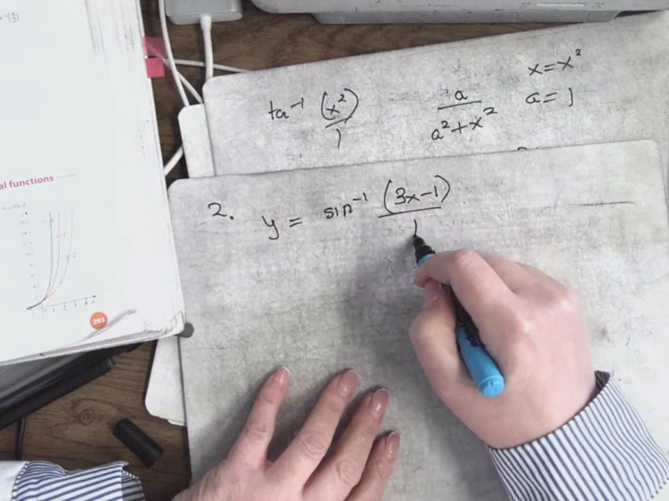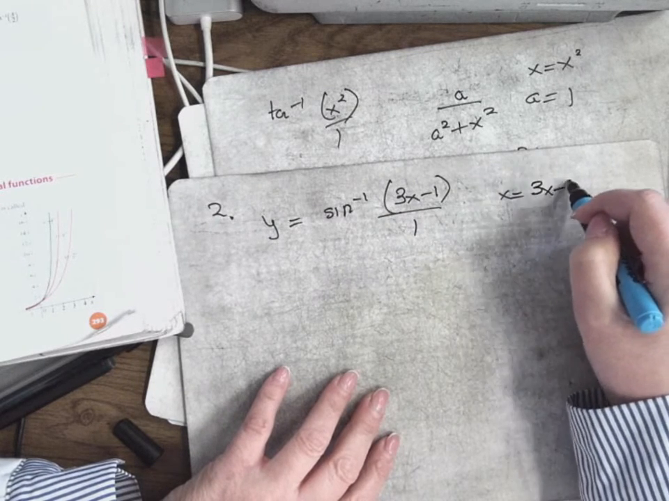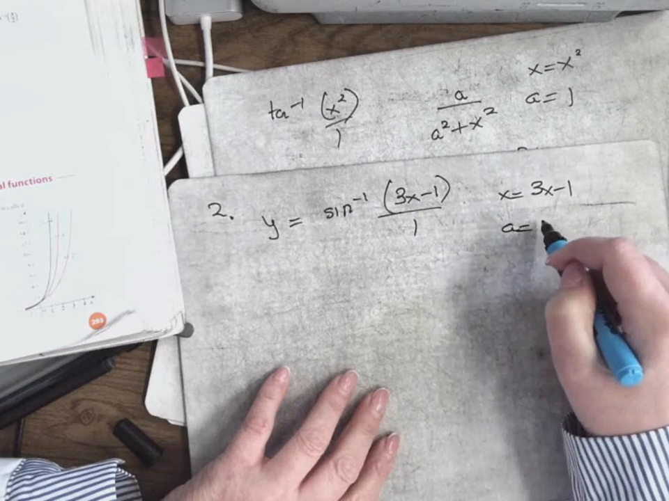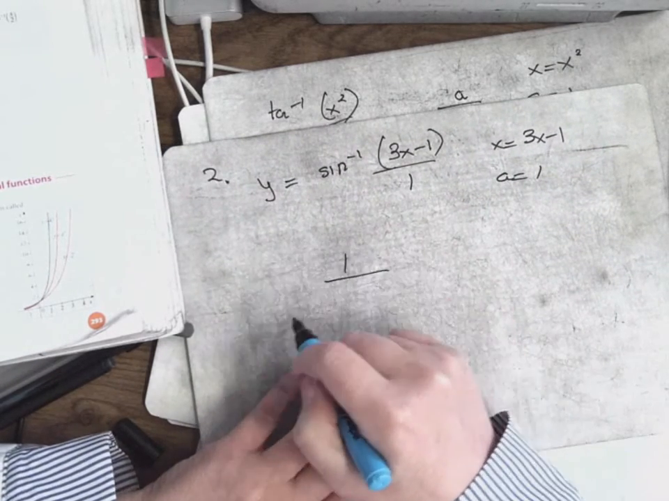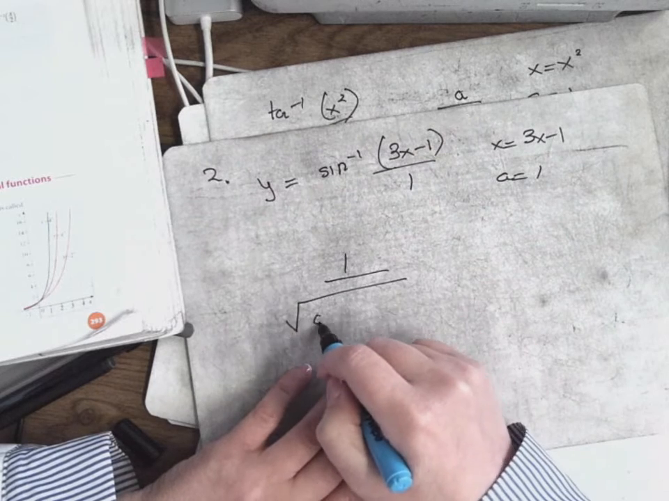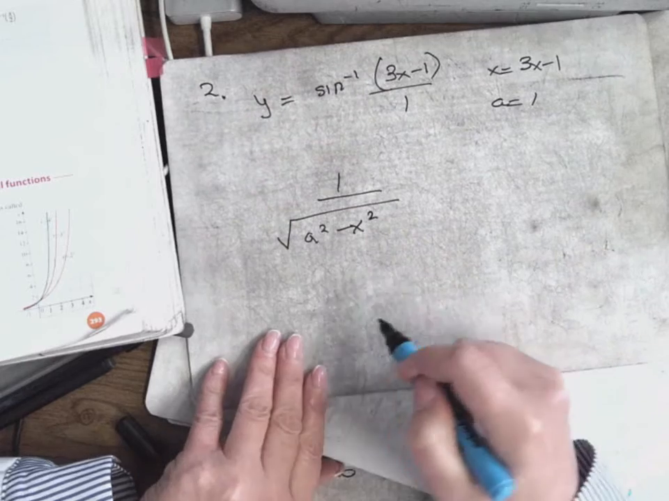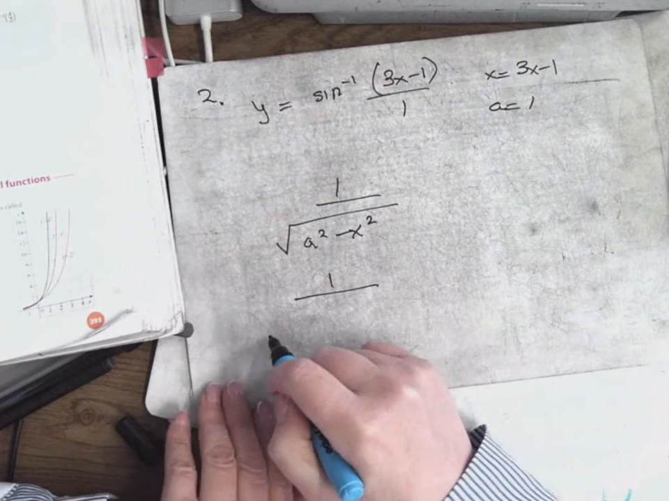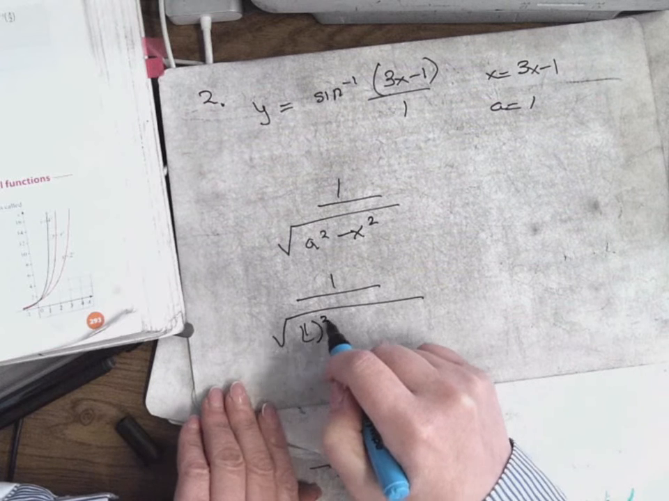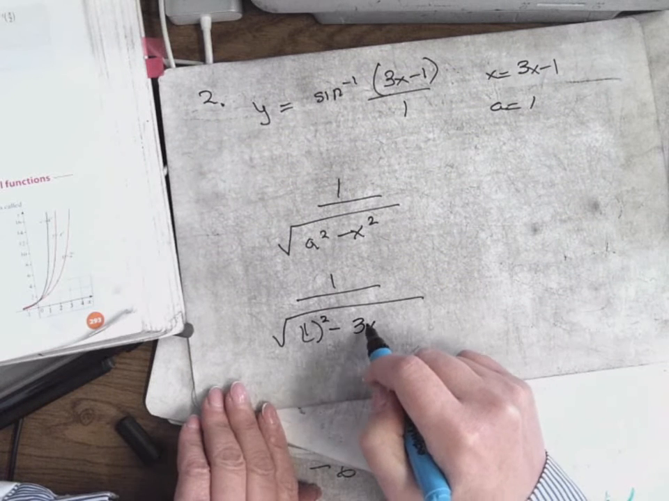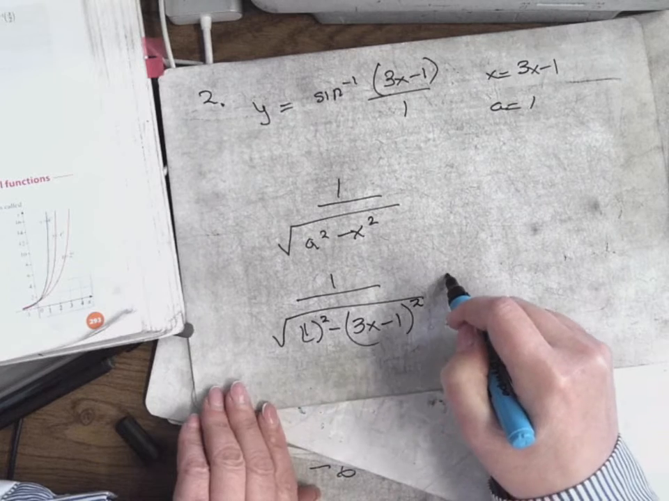So put that over 1. Everywhere I see an x, I'm putting in a 3x minus 1. Everywhere I see an a, I'm putting in a 1. Right, and when I differentiate inverse sine, I get 1 all over the square root of a squared minus x squared. So filling that in, that's 1 all over the square root of 1 to be squared minus 3x minus 1 to be squared, and then you differentiate the angles.